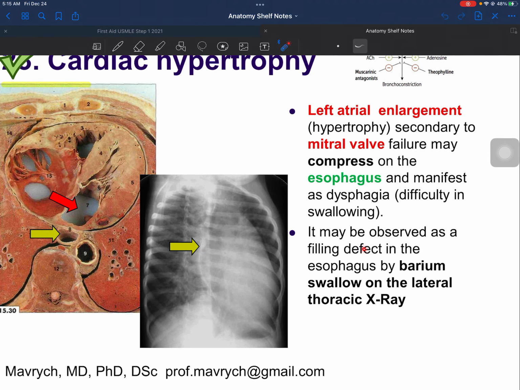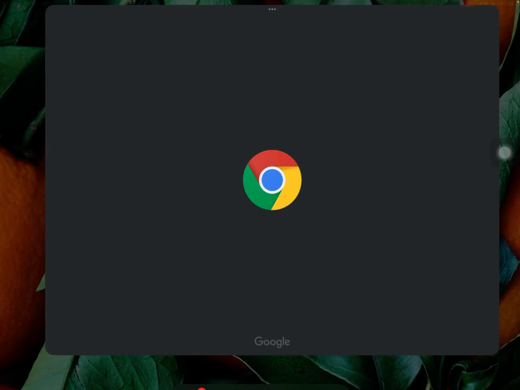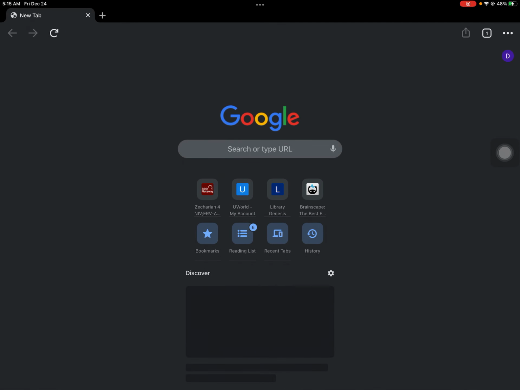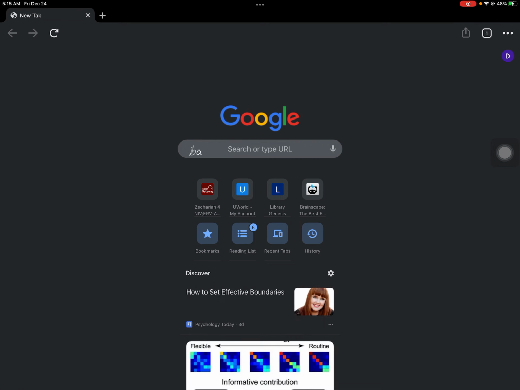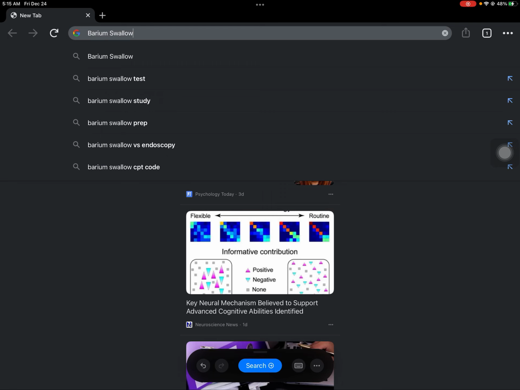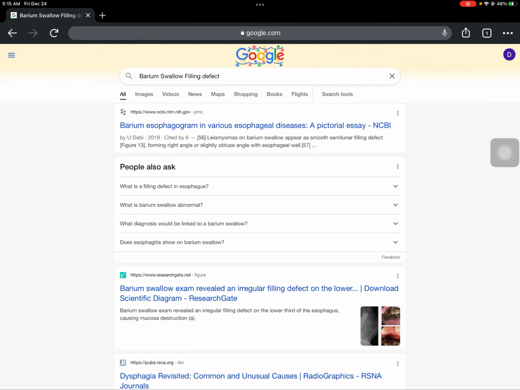So let me see if I can see a better one. The esophagus, barium, swallow. Okay, let me do this one. The filling defect, barium, swallow, and then I can put filling defect. Oh, it's right here. So the filling defect.